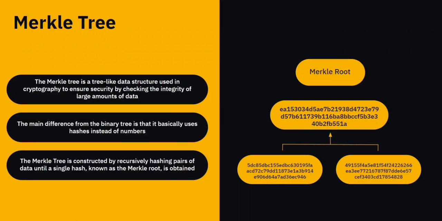Then we group the hashed transactions into pairs and hash them again. This process continues until we reach a single root hash, as I said, known as the Merkle root, that is included in the block header.